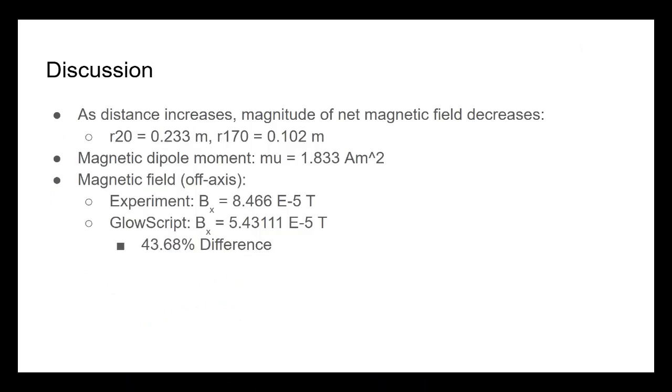So just as some discussion, as the distance increased, the magnitude of the net magnetic field decreased. So to get to 20 microTeslas, we needed a further distance than we did to get to 170 microTeslas. The magnetic dipole moment, again, was measured to be mu as 1.833 ampere meters squared. And off axis, the magnetic field varied a very decent amount, 43.68% between the experiment and the Glowscript model.